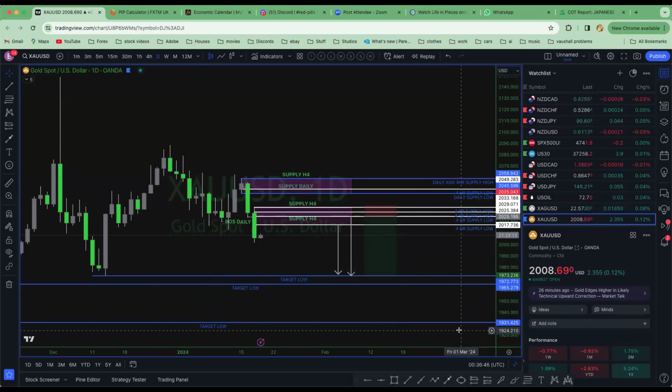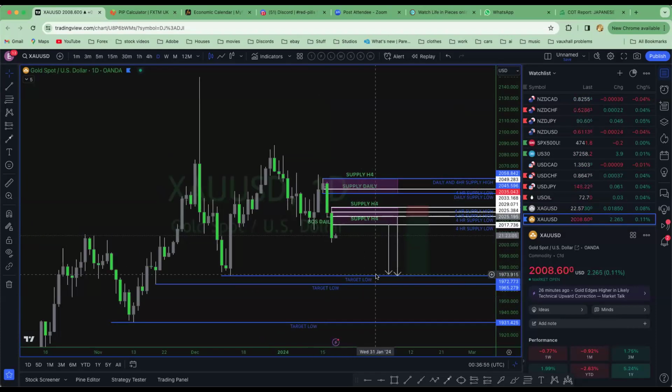Simple. There you go. John, at the bottom of the chart where you have the target lows, is the top line 1972.773 or is that 1973.236? It's 1972.773. So 1972.7. Okay, so what is that 1973.236 in green right above it? Which one? On the right side where it says... Oh, that's 1972.